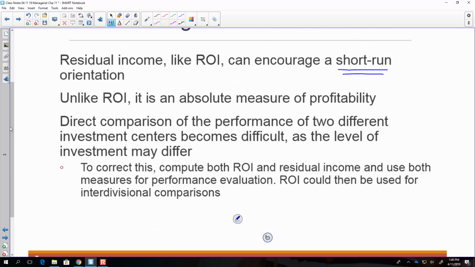Also, unlike return on investment, the RI, residual income, is an absolute measure. So projects with larger dollar amounts have an advantage. They're capable of producing a lot more revenue or cash flow than smaller projects. So the bigger ones do have an advantage. So that's mainly the big disadvantage with residual income.